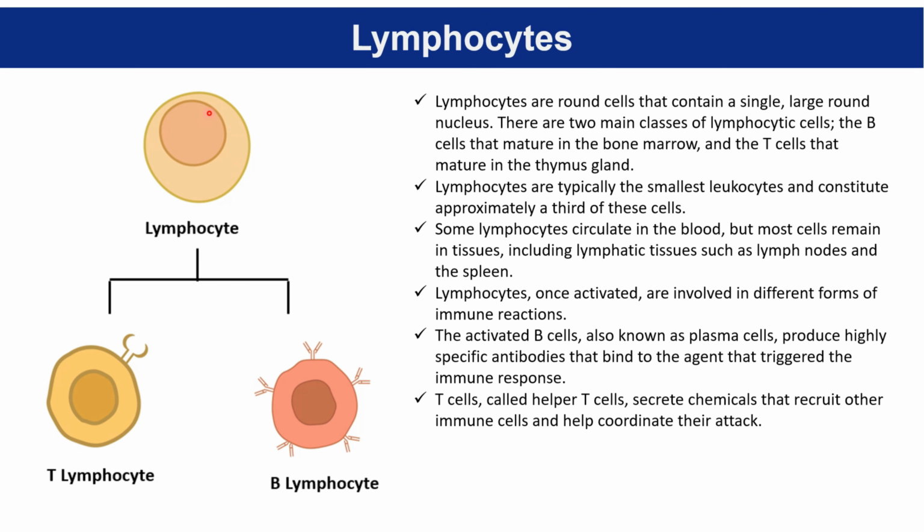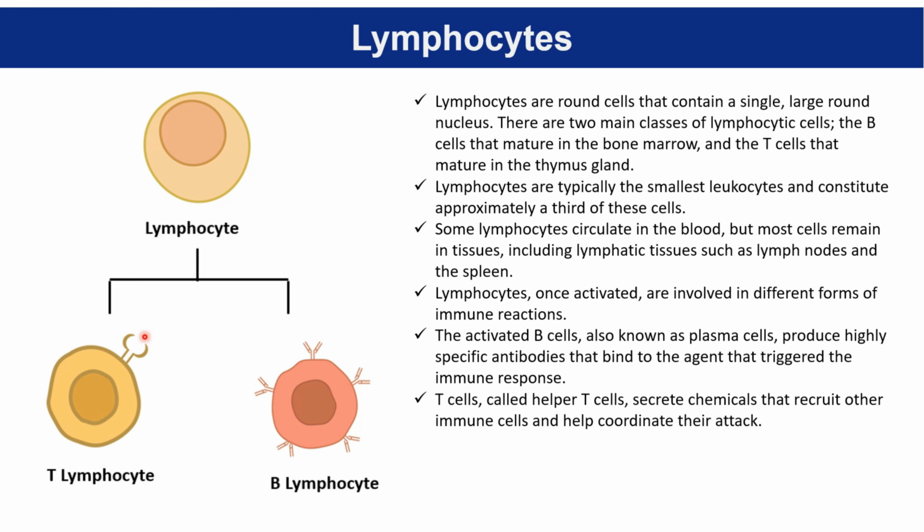So the lymphocytes are basically very round cells, and they contain a large nucleus, and there are two main kinds of lymphocyte. One is the B cell, which matures in the bone marrow, and the other is the T lymphocyte, which matures in the thymus gland. Lymphocytes are the smallest of all the leukocytes. Some lymphocytes may be circulating in the blood, but most of them we find in the tissues, such as lymphatic tissues like lymph nodes and the spleen.